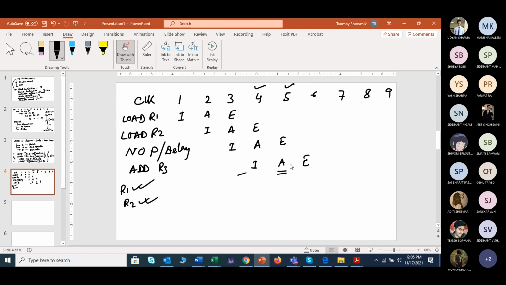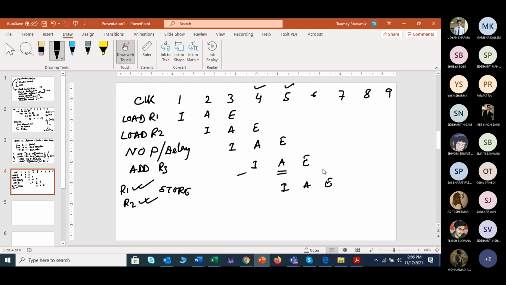So what are you actually doing? You are actually delaying the load instruction, right? You are delaying the instruction so that the register R2 is completely loaded. In the next one, you can also store properly, no problem. Right?